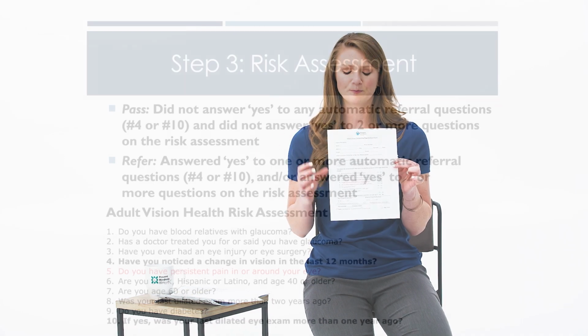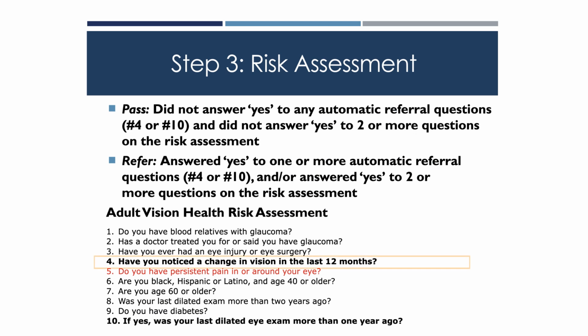To review the risk assessment, what is considered a pass and what is considered a referral for adults? Question number 4 on the risk assessment. If your client you're screening answers yes to this question, have you noticed a change in vision in the last 12 months? If they say yes to this question, they are going to be an automatic referral. Also, if they answer yes to question number 10 on the risk assessment, if they have diabetes and it's been more than a year since a dilated eye exam, it's going to be an automatic referral.